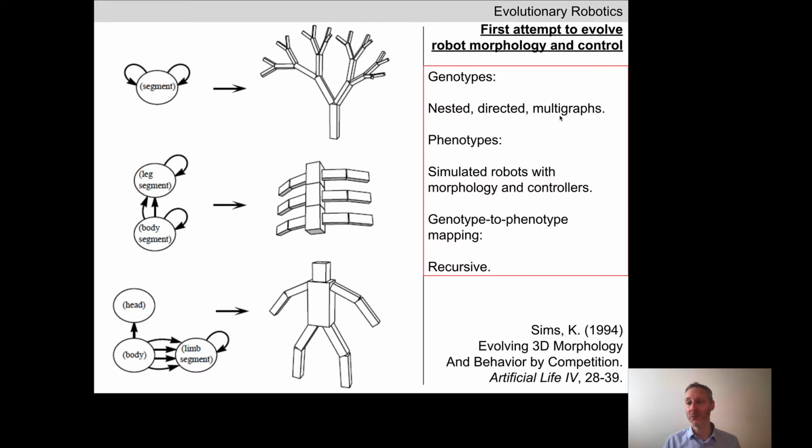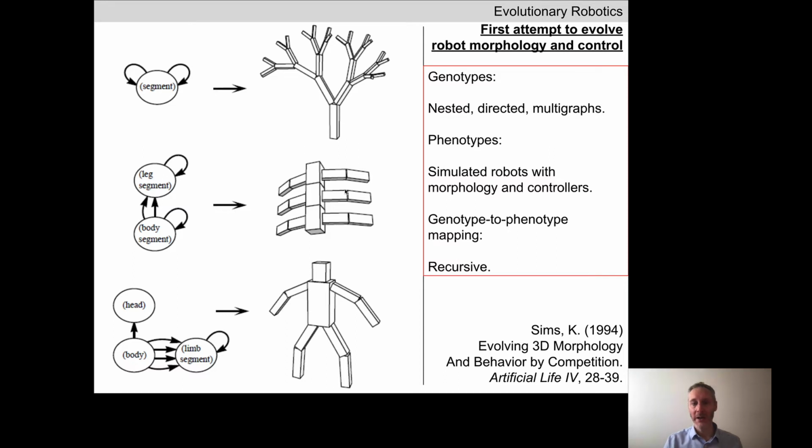You might not have seen that before. It's just kind of a rare variant on graphs. I'll talk about the nested part in a little bit. Okay, and again, the phenotypes are these robots. So why encode our virtual robots in a directed multigraph?